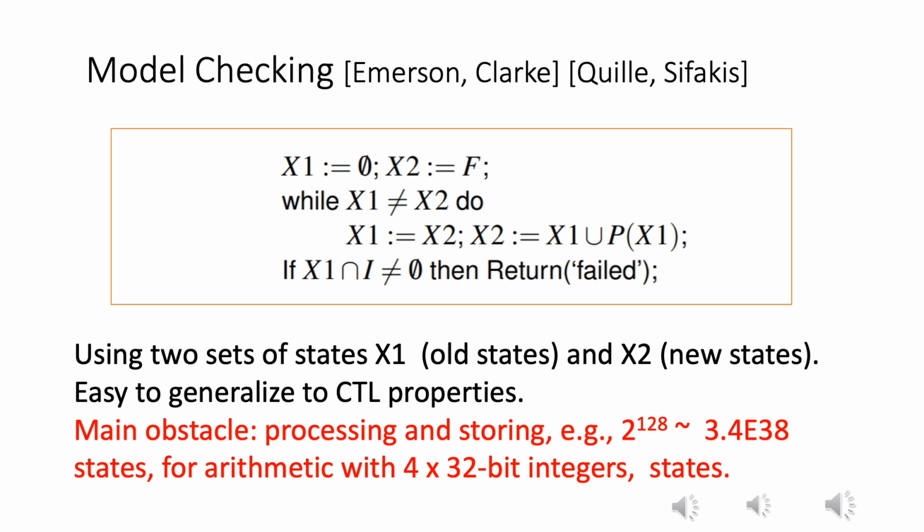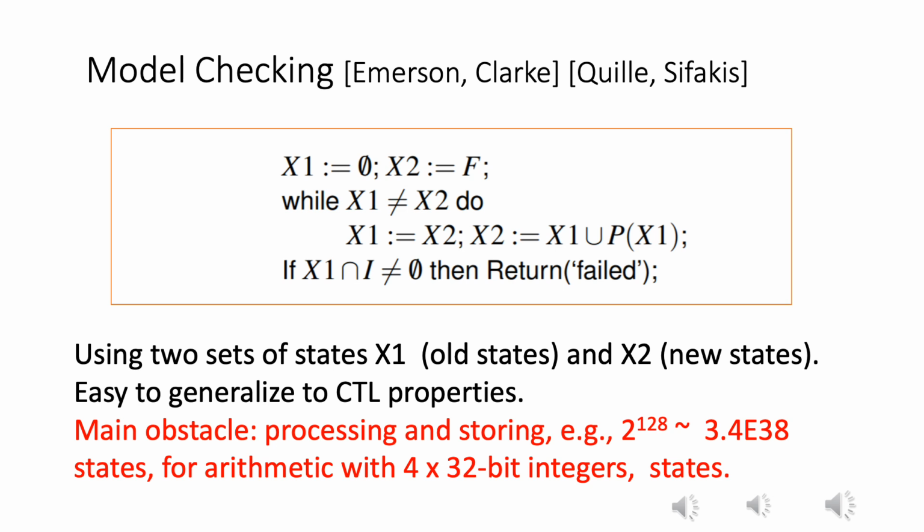Suppose, for example, that we have 4 variables, each one with 32 bits. Then we need overall 128 bits. So we need 2 to the power of 128 states, which is about 3.4 with 38 zeros after it. This is a lot of states. We cannot enumerate all these states. We cannot store all these states. For that, we can use symbolic model checking using BDDs.